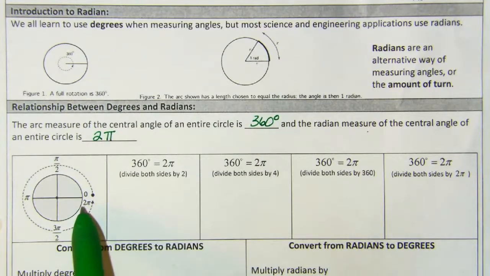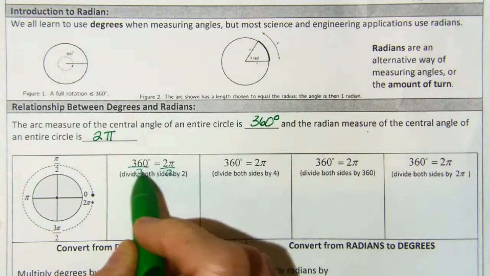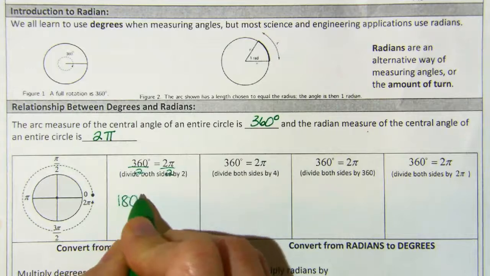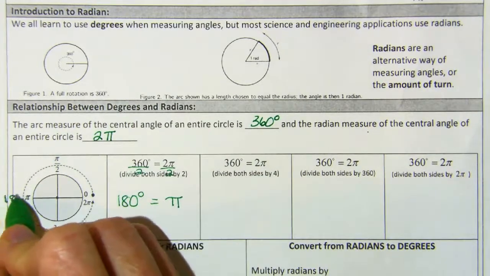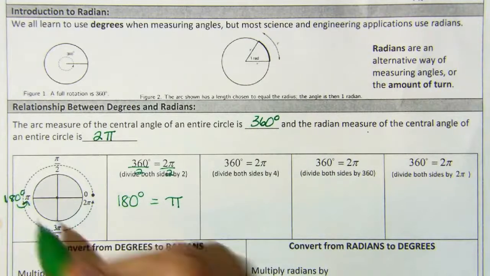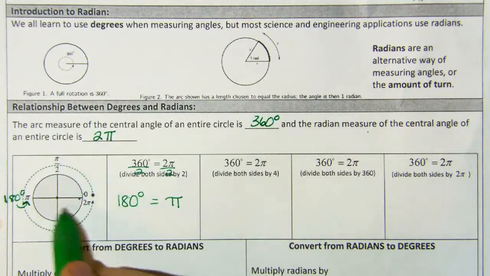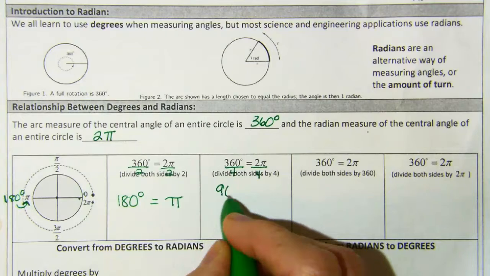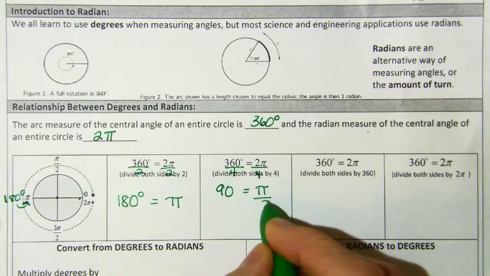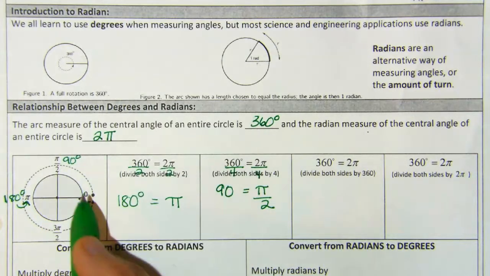Now, what if we only wanted to know half of that circle? It says divide both sides by 2. So if I divide this by 2 and I divide this by 2, I'm going to get 180 degrees equals pi. So right here would be 180 degrees, and you can see that pi is right there. So that is pi radians. Now, if we want to do quarters, we would divide both sides by 4. So we're going to get 90 degrees equals pi over 2. If you look, here is pi over 2. That's because it's sitting at the 90 degree mark.